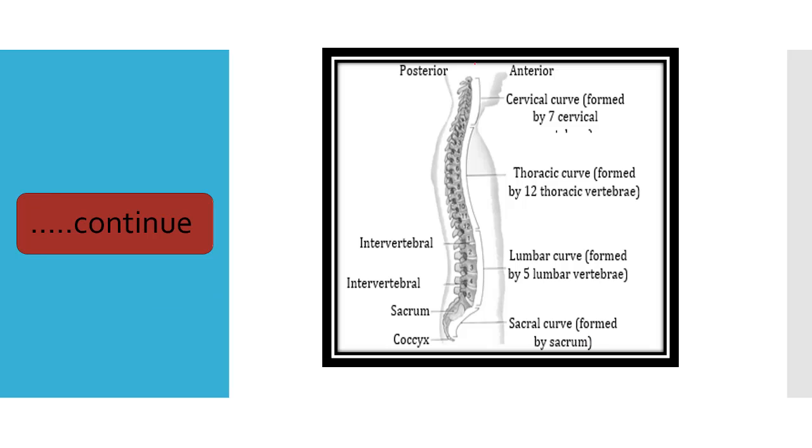This is the curvature you can see. This is the cervical curve formed by 7 cervical vertebrae. Thoracic curve, C7, T12, L5, S5, C1. 12 plus 7, 19. 19 plus 1, 20, and 10, 30. So around 30, 31 vertebrae are present in humans. Overall 33 vertebrae are present, but 26 bones, because 5 vertebrae fuse to form one sacrum.